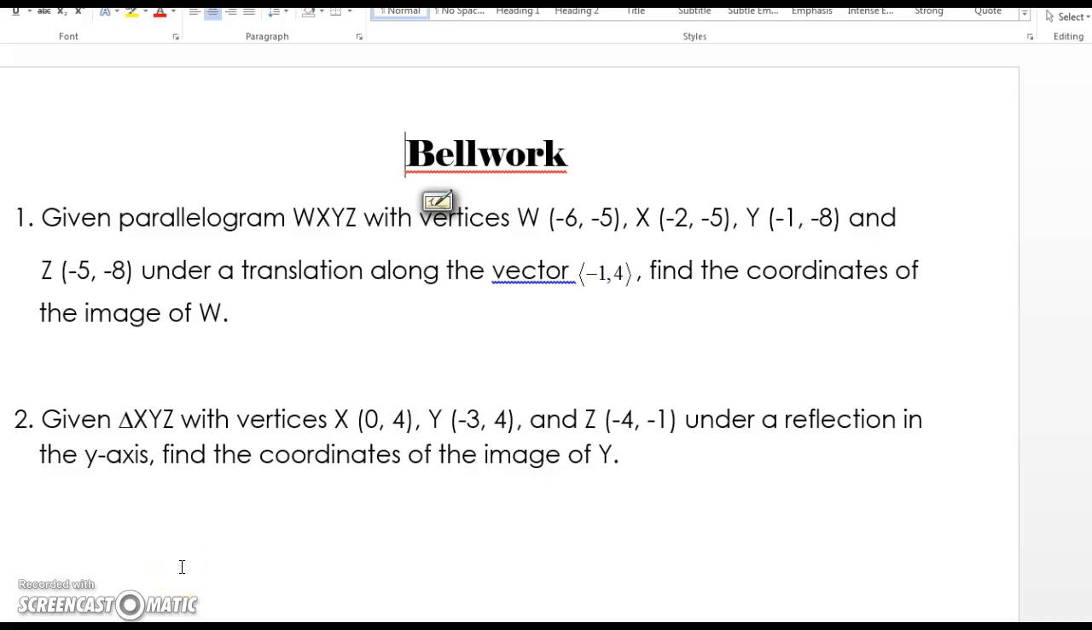Hey everybody, I told you guys I wouldn't be here today, so I thought we could start off with some review bell work for your quiz.